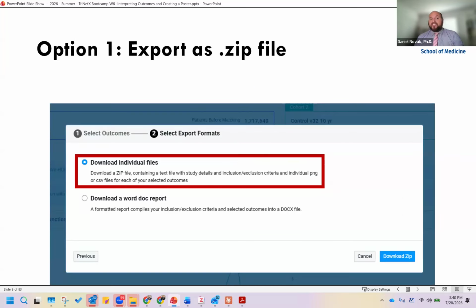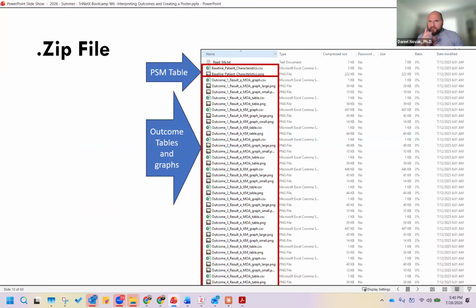The first is to export it as a zip file. And the zip file is going to export all of these CSV files, which are basically just big flat Excel spreadsheets. It's going to output those into formats that are going to be easy for you to copy and paste into other kinds of tables later on.